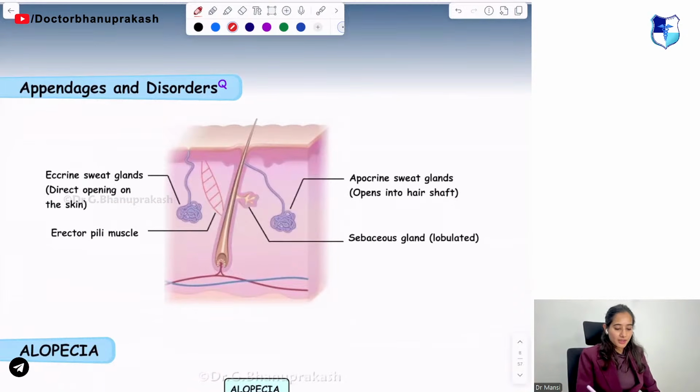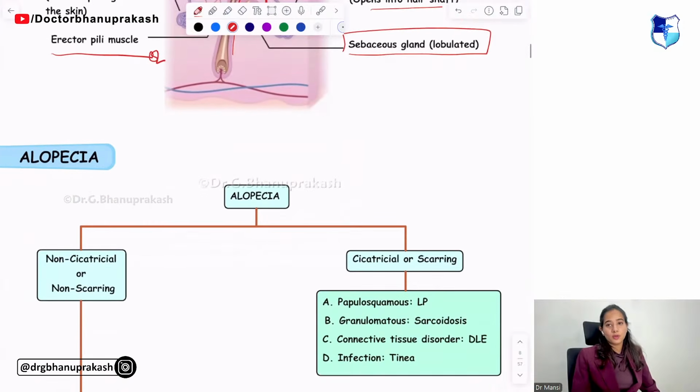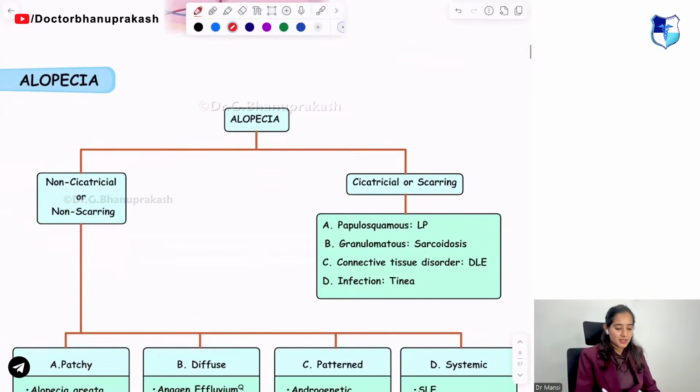Then we move on to appendages and disorders. You have to remember this as well: we have apocrine sweat glands, which open into the hair shaft. Then we have eccrine sweat glands, which open directly onto the skin itself. We have the sebaceous gland, which is more lobulated, as you can see, and it is also opening into the hair shaft. Then in the end, among the appendages, we have your erector pili muscle, as you can see here. Then we move to one of the important topics, asked previously, alopecia.